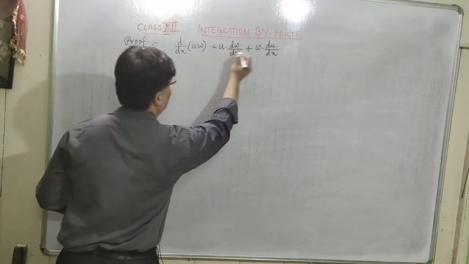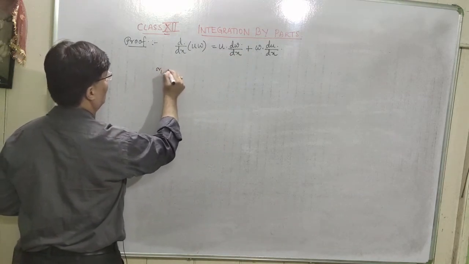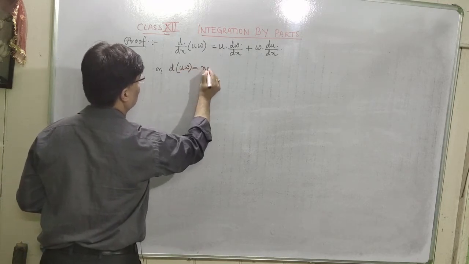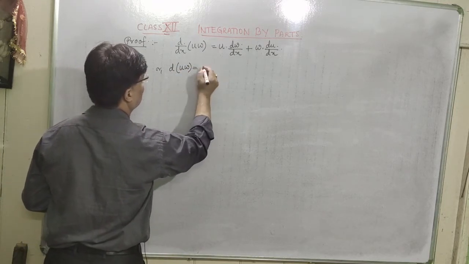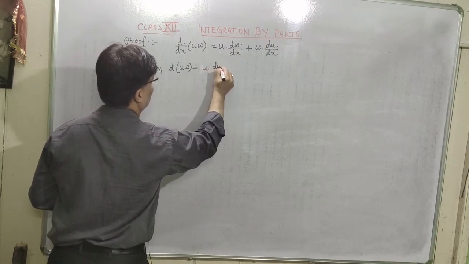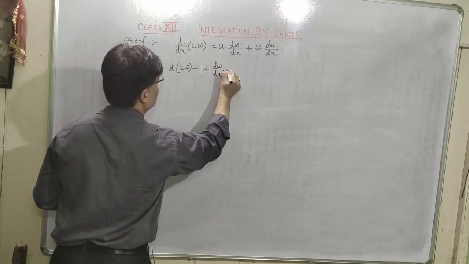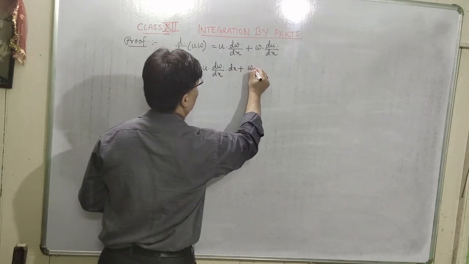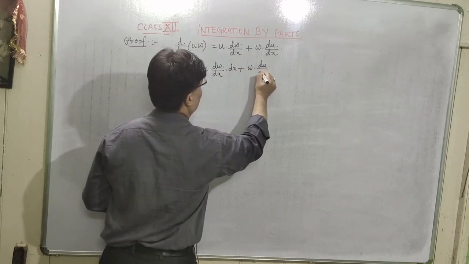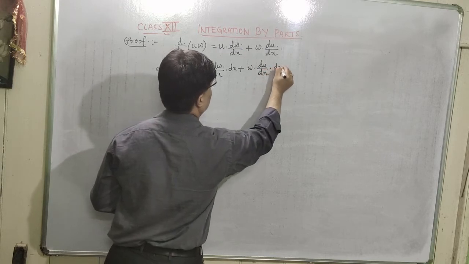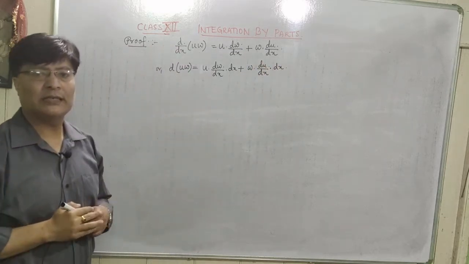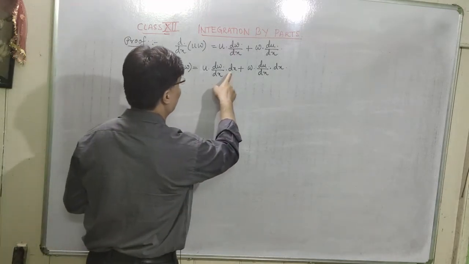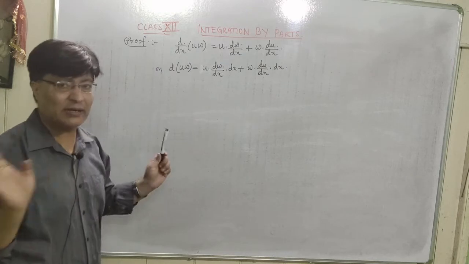Okay, now let us cross multiply by dx, or d of uw is equal to u into dw by dx into dx plus w into du by dx into dx. Is that clear? Now it is cross multiplied by dx, but in this case you cannot cancel this dx. Don't cancel it.